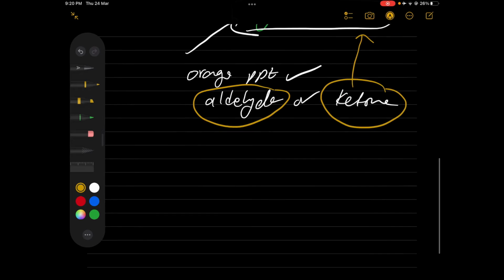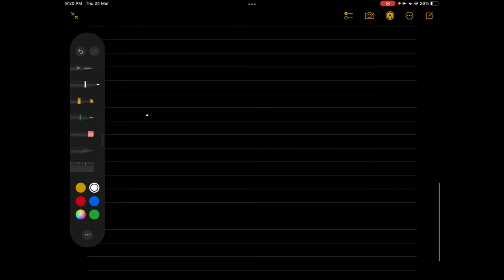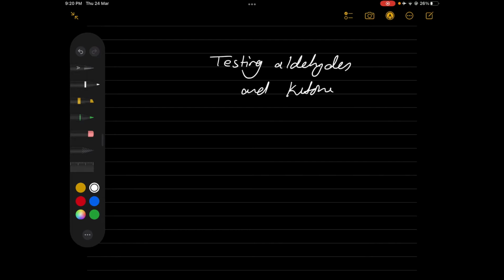But is there any test I can make to distinguish between a ketone and an aldehyde? The answer is, for sure, yes. So let's start with the types of tests we can make to distinguish between aldehydes and ketones. Now it's time to find out what this is. Is it an aldehyde or a ketone? We have 2 famous tests that we can use, and the first one is called the Tollens test.